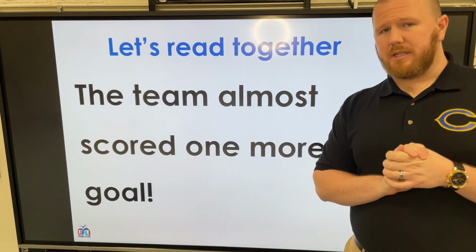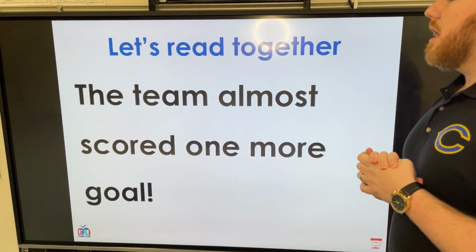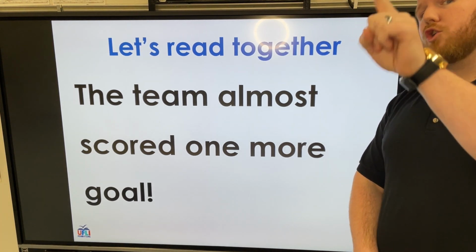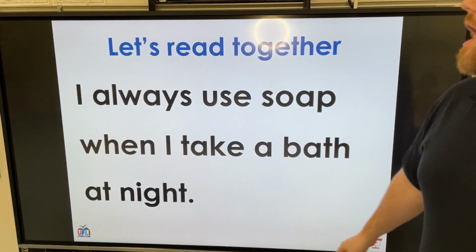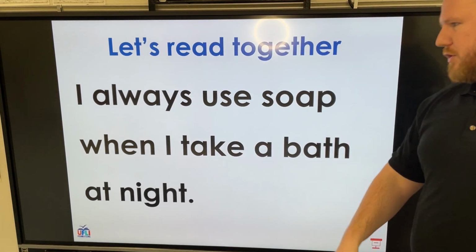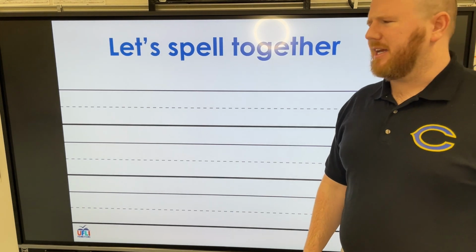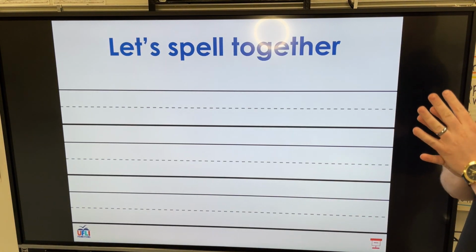It's very bright on the road today. It's like when people put their high beams on. All right, boys. The team almost scored one more goal. Exclamation point there. I always use soap when I take a bath at night. Well, you better. That's kind of nasty if you don't. All right, let's spell together. We're not going to do that.